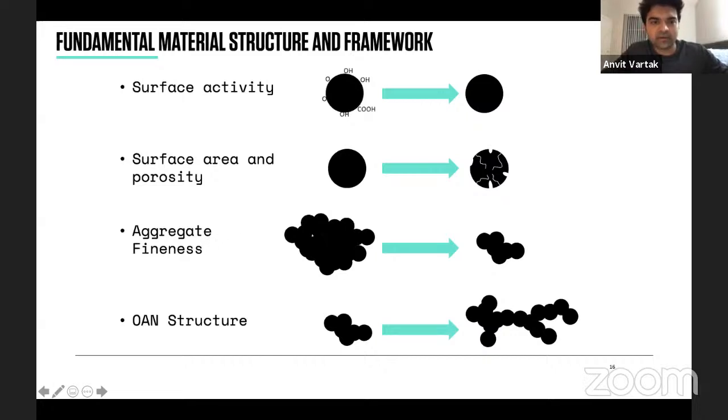What is the aggregate fineness? Meaning all these single particles combined together, are they making a large clump or are they making a smaller clump? And what is the OAN structure? The structure that we discussed about, linkage of those single particles. Are they making a nice long chain or are they branching out? That also is very important for us.